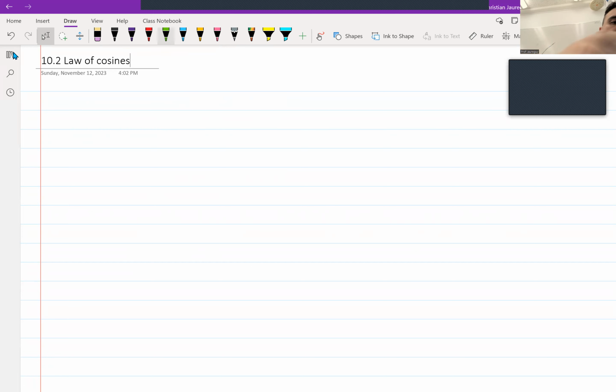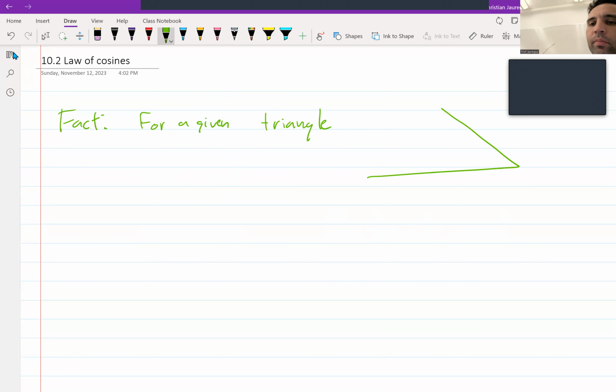So here's a fact. Remember, these are for side angle side and side side side. For a given triangle, by that same setup, little c, big C, big A, little b, big B. The following are true.